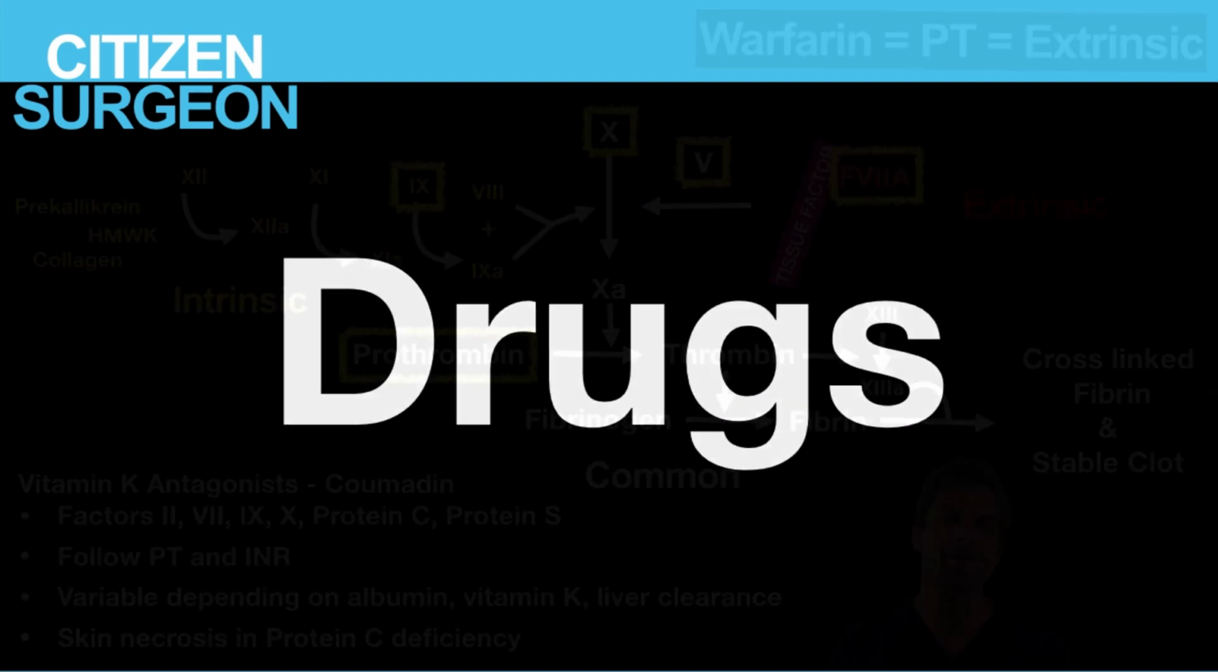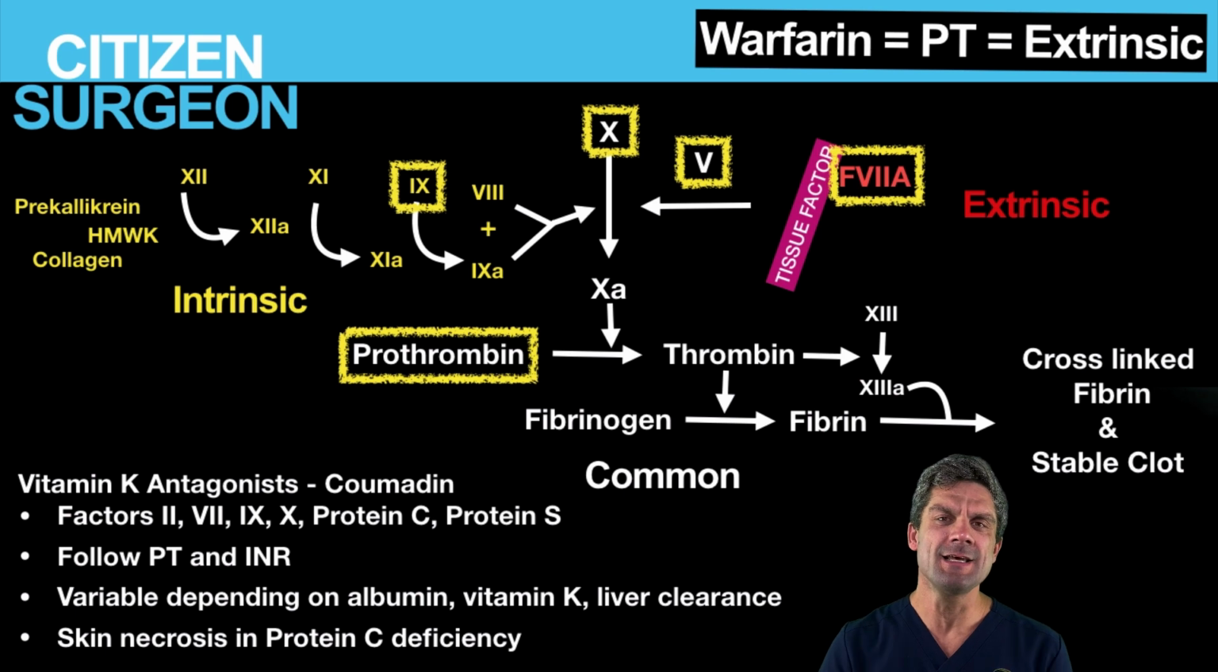So the first drug to talk about are our vitamin K antagonists. So this is Coumadin, or you'll see it as Coumarin or Warfarin, and so really important drug because this is ubiquitous in our community and a lot of people are on it as a blood thinner. And so how does this work?